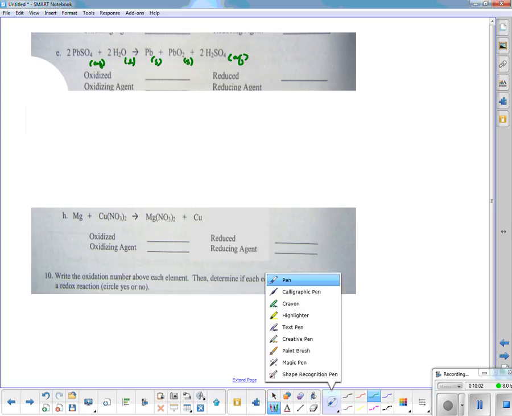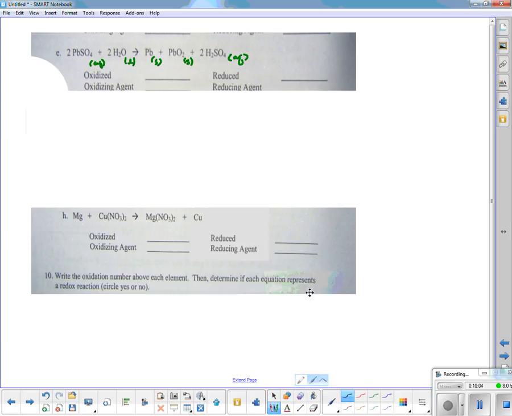I'm going to get a different pen here. This one's really fat. So I'm going to split the first one into ions. So I'm going to have 2 Pb 2+ aqueous ions. How did I figure out Pb was plus 2? Because sulfate is a minus 2. Okay, the 2 is going to go through. So I'm also going to have 2 SO4 2- aqueous ions. So I split the first compound.